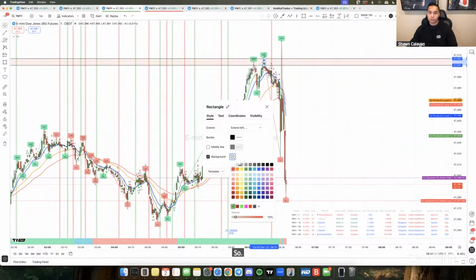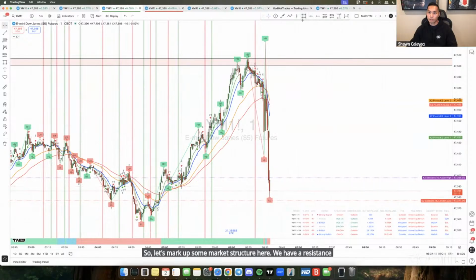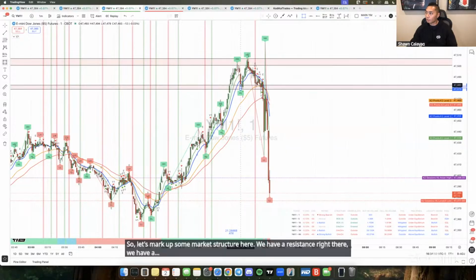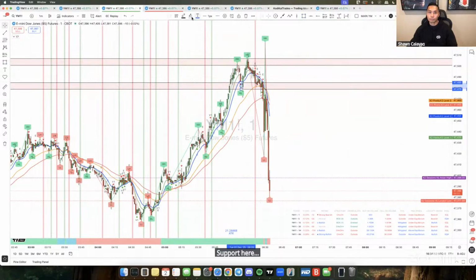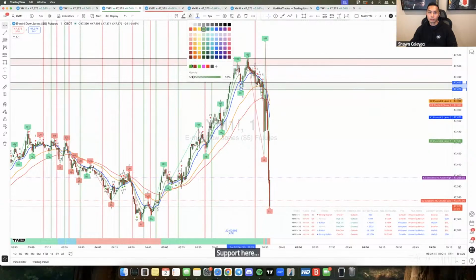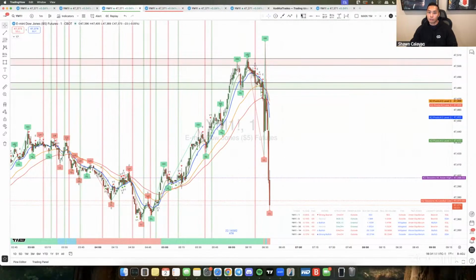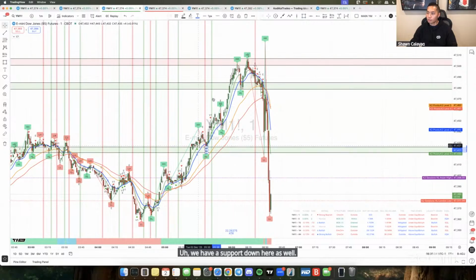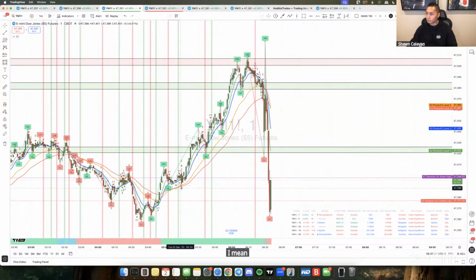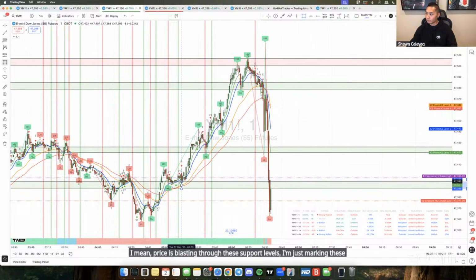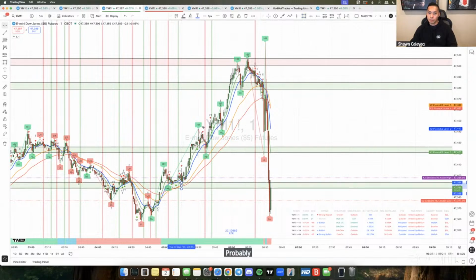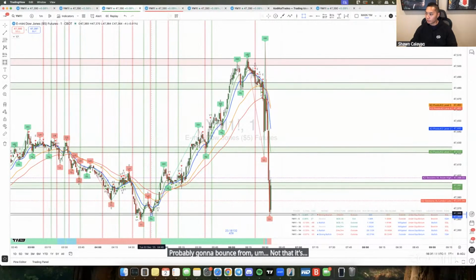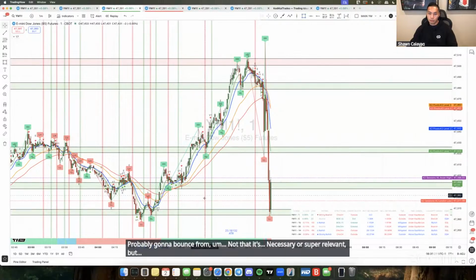So let's mark up some market structure here. We have a resistance right there. We have a support here. We have a support down here as well. I mean, price is blasting through these support levels. I'm just marking these up so we have an idea of where price is probably going to bounce from. Not that it's necessary or super relevant, but it's good to just have an idea.